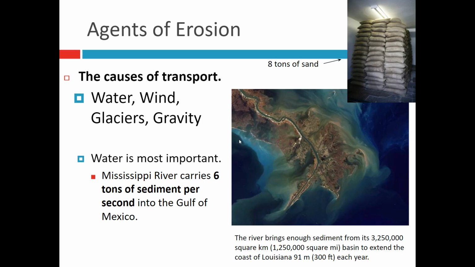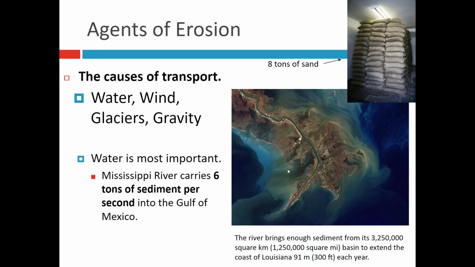Now, water is the most important of all the transport processes. Water is all over the globe, and it's really good at carrying sediment off of the land and out into the oceans. So it's responsible for most of the transport of sediment from the land. You can see here a picture of the Mississippi River Delta, down in the Gulf of Mexico. It carries about 6 tons of sediment out of the Mississippi River per second into the Gulf of Mexico. It's crazy. There's a lot of sediment being deposited out here.